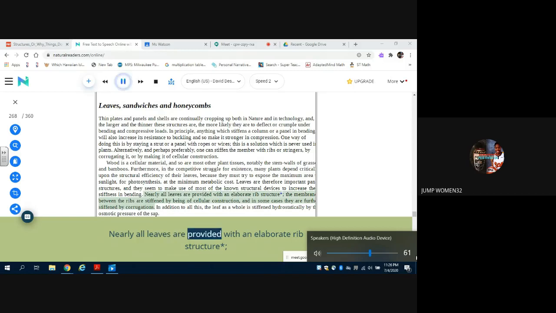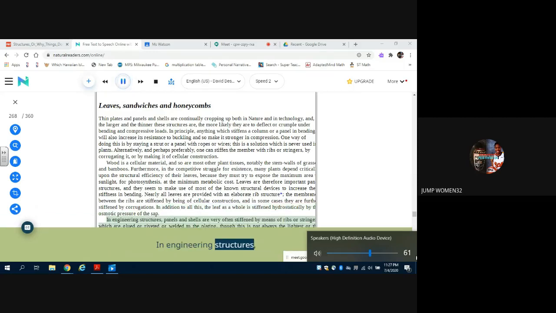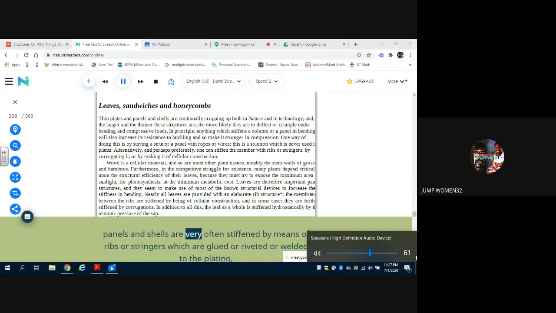Nearly all leaves are provided with an elaborate rib structure. The membranes between the ribs are stiffened by being of cellular construction, and in some cases they are further stiffened by corrugations. In addition to all this, the leaf as a whole is stiffened hydrostatically by the osmotic pressure of the sap.